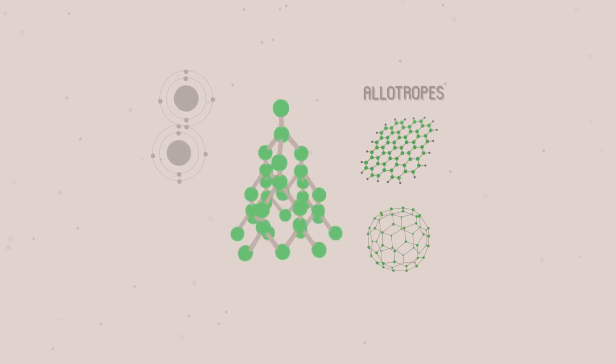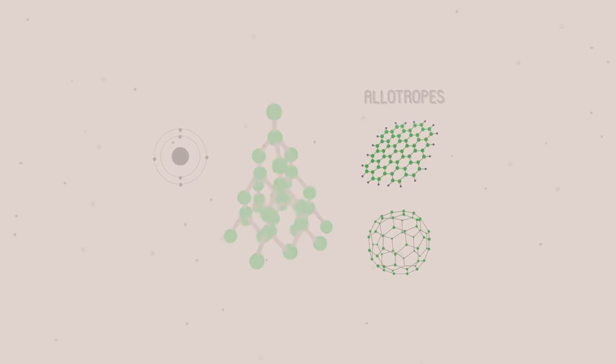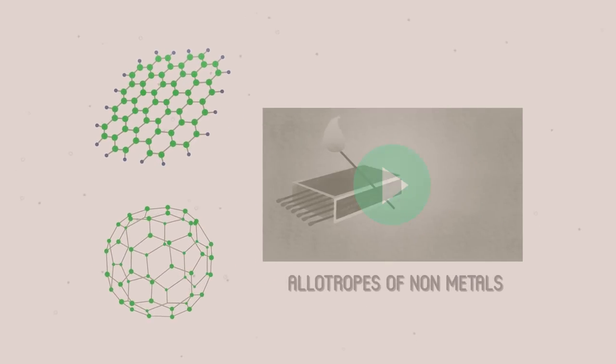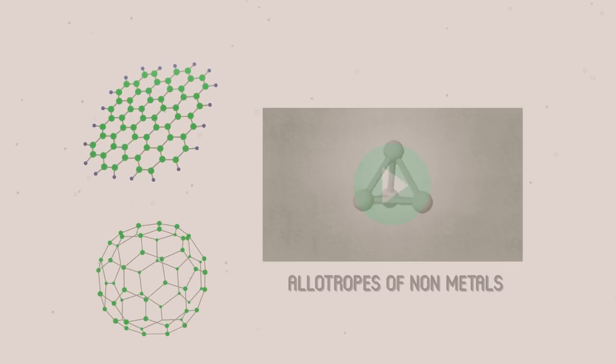Allotropes of nonmetals bond covalently. Allotropes are different structures of the same element. You can learn more about these in our video, Allotropes of Nonmetals.